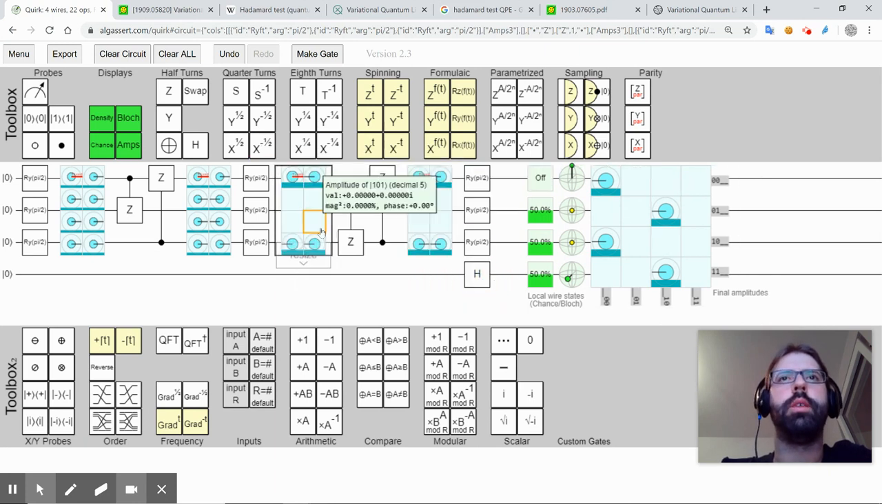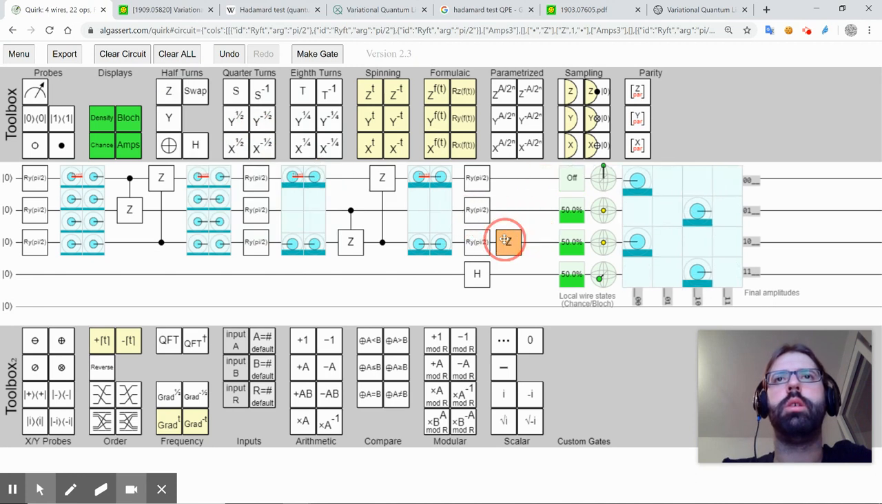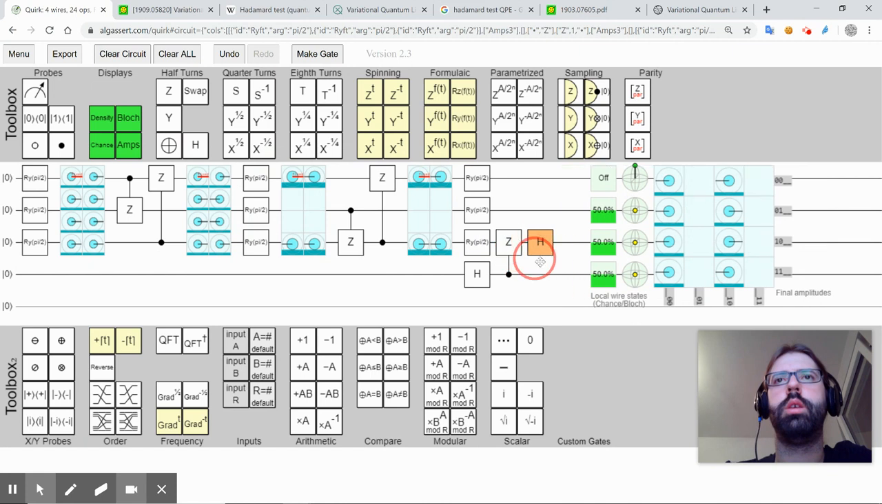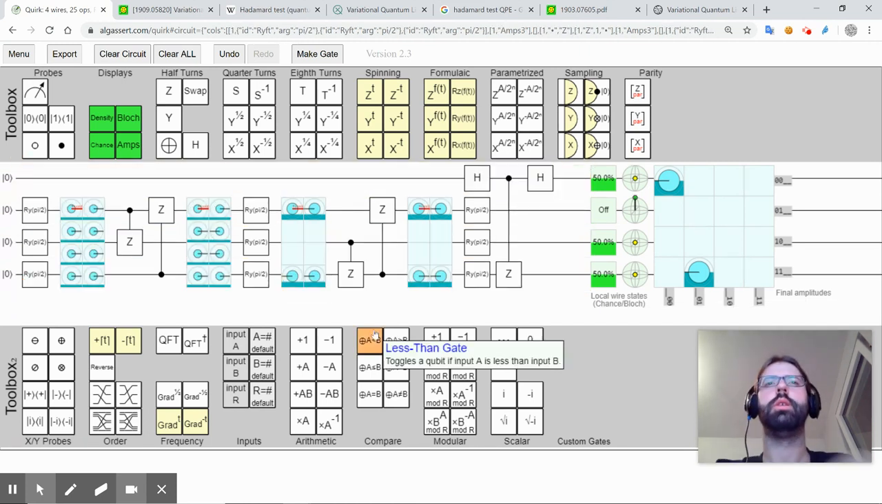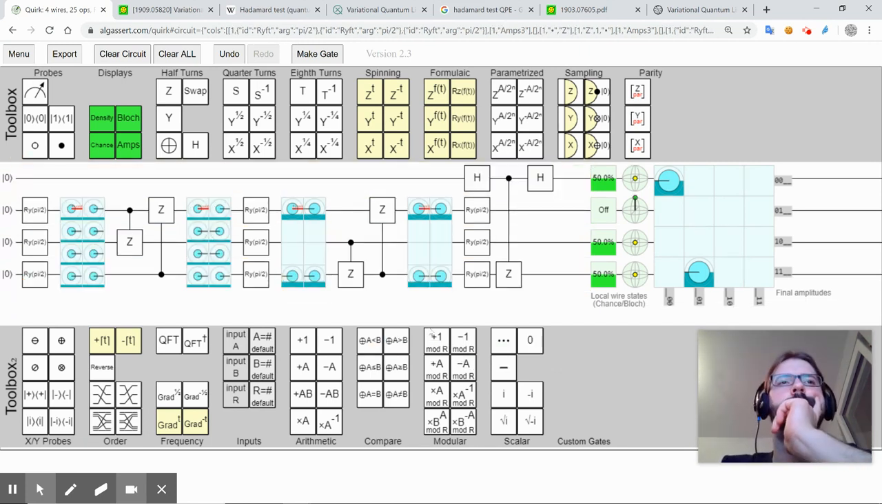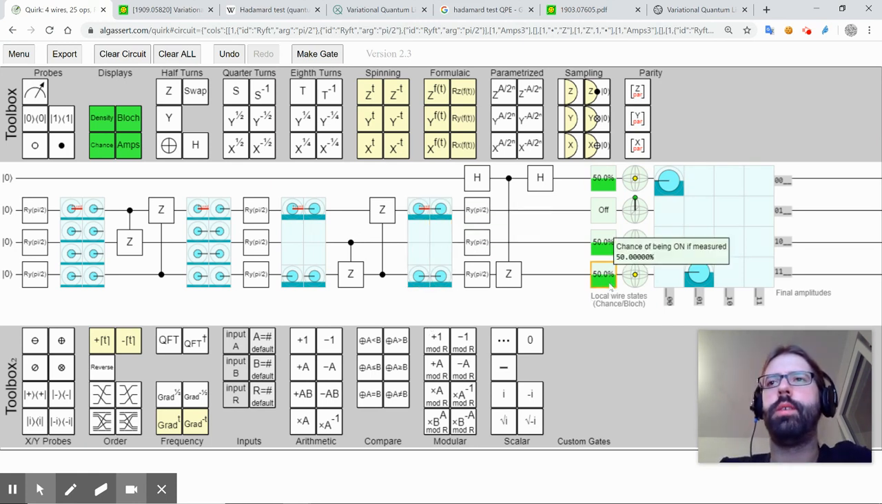The Hadamard test. Okay. And I'm gonna move this whole thing here. And so measuring this qubit is supposed to be telling us something. So we have pi halves everywhere.